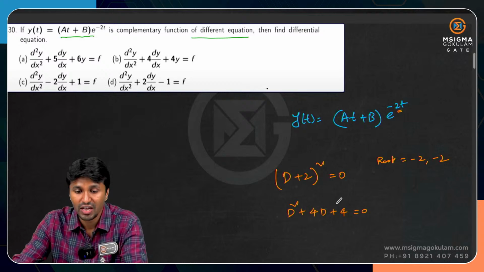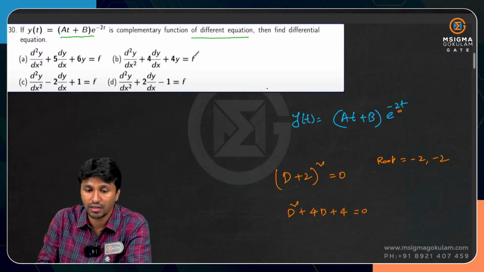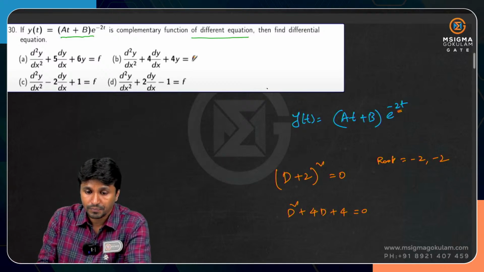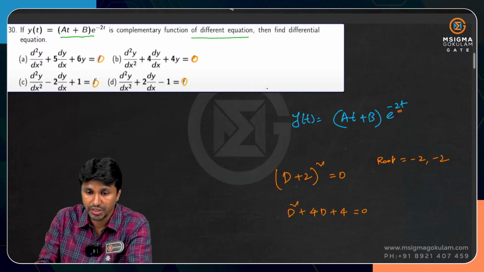Look at this one. How do you calculate the complementary function? You have to set the right hand side to 0. So therefore, now check this equation with the options.